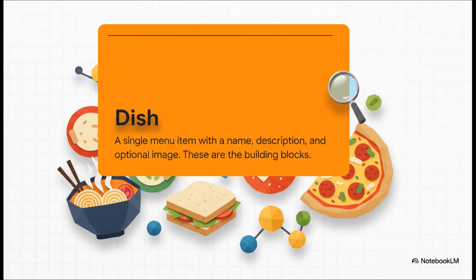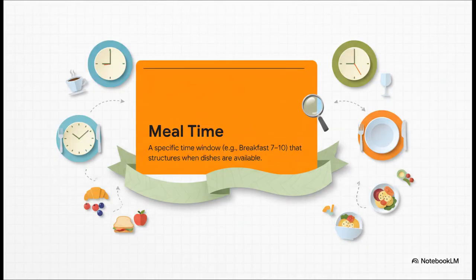First things first, dishes. Just think of these as the Lego bricks for your menu. Every single soup, sandwich, or special. This is where you give it a name, a tasty description, and you can even pop in a photo to make it look fantastic. Next up, we have meal times.